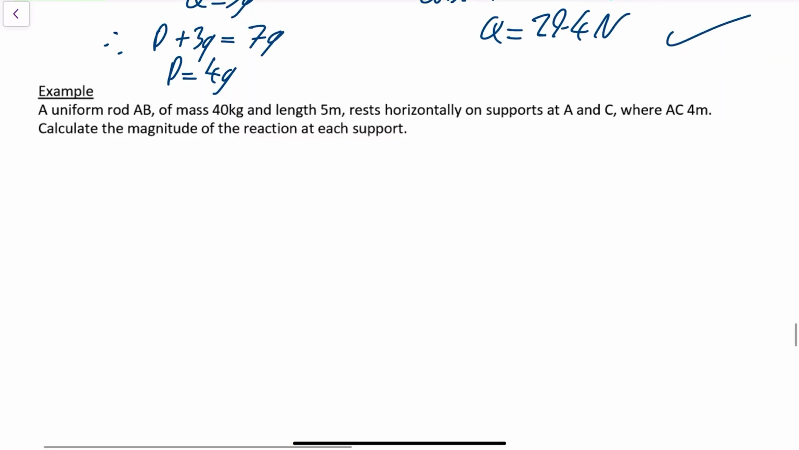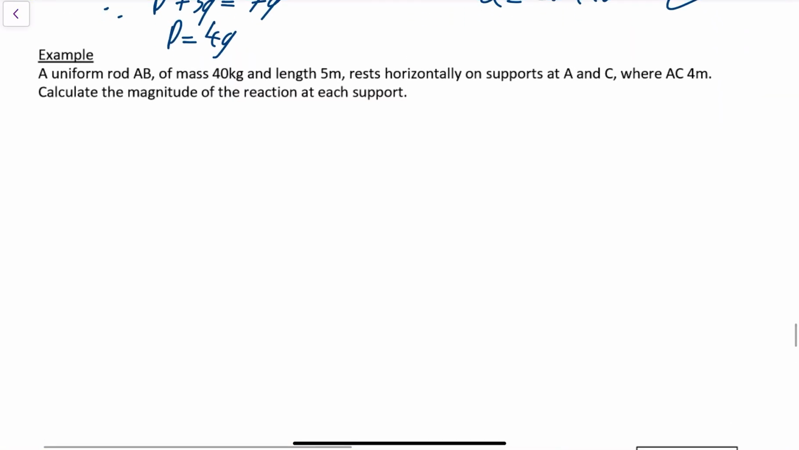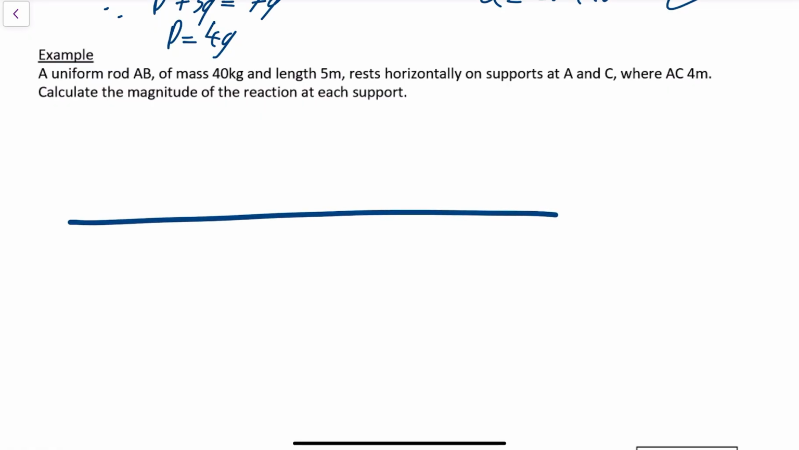The next one then is a uniform rod AB of mass 40 and length 5 rests on supports at A and C, where AC is 4 meters. Calculate the magnitude of the reaction at each support. No diagram drawn here.